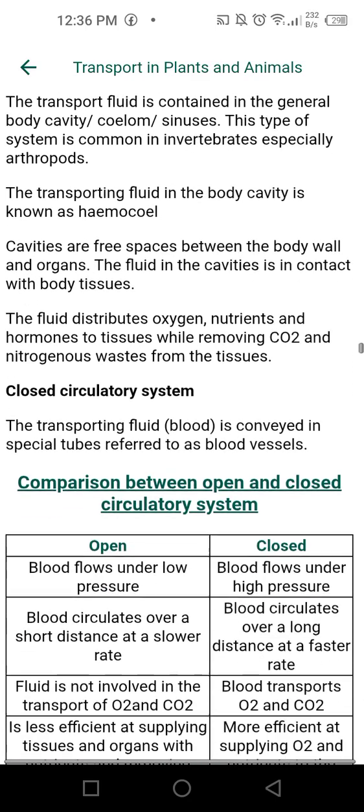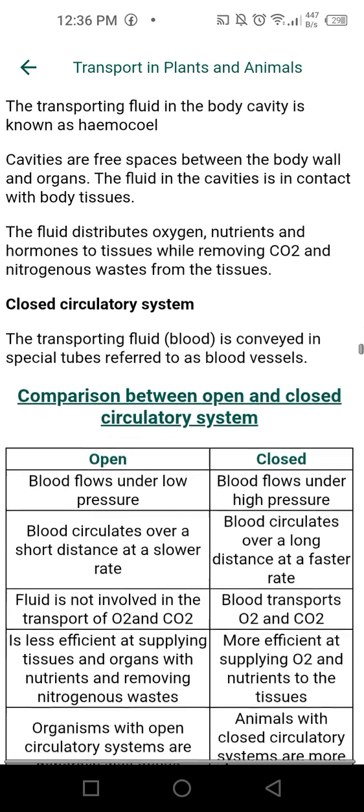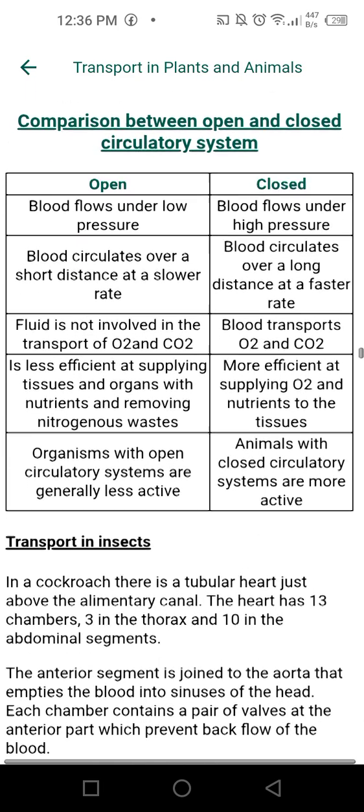Closed circulatory system. The transporting fluid, blood, is conveyed in special tubes referred to as blood vessels. Comparison between open and closed circulatory systems. Open, closed. Blood flows under low pressure; blood flows under high pressure. Blood circulates over a short distance at a slower rate; blood circulates over a long distance at a faster rate.